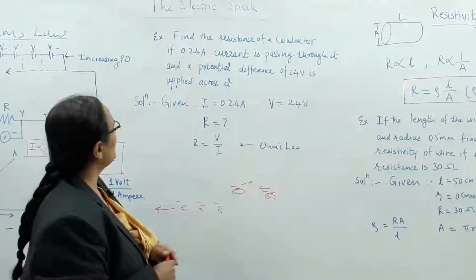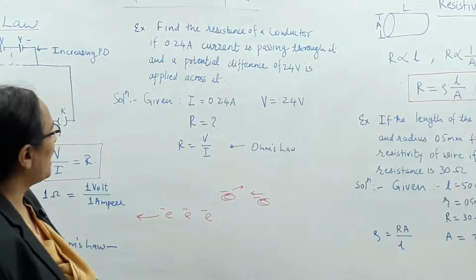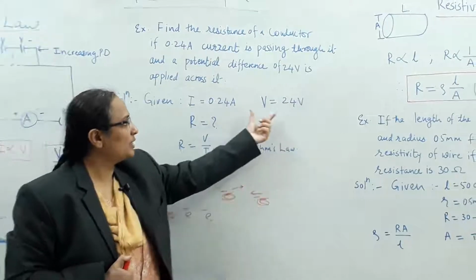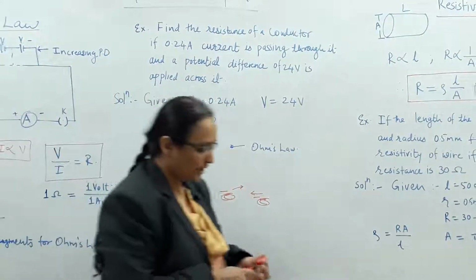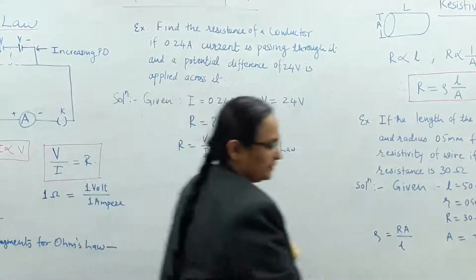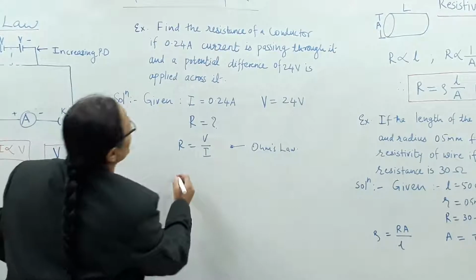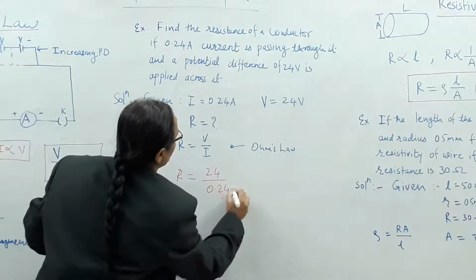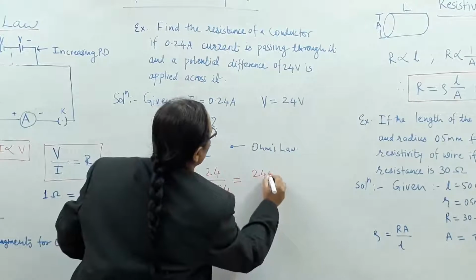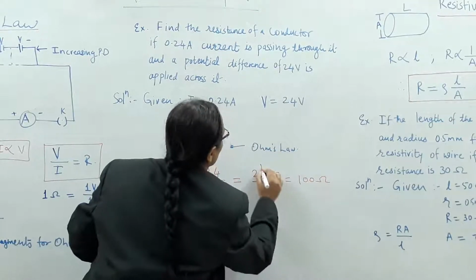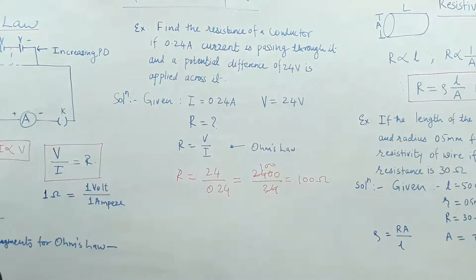Find the resistance of a conductor if 0.24 ampere current is passing through it and a potential difference of 24 volt is applied across it. Given data is current 0.24 ampere, voltage is 24 volts. So, according to Ohm's law, R equals V upon I, which is 24 volts upon 0.24 amperes. This is 100 ohms. Thus we have found out the resistance of this circuit.